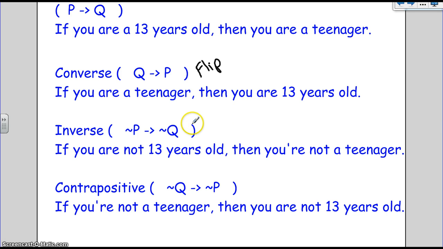The inverse is when I use the word not, right? The opposite of what it's saying. If you are not 13 years old, then you're not a teenager. And the contrapositive is when I flip it and I use the word not. Okay? So I flipped it. I say if you're not a teenager, then you are not 13 years old. So try to remember these three things and what they mean by the P's and Q's. It's easier to do with the P's and Q's.